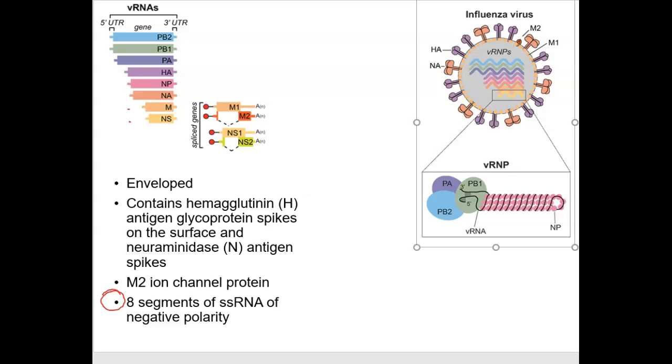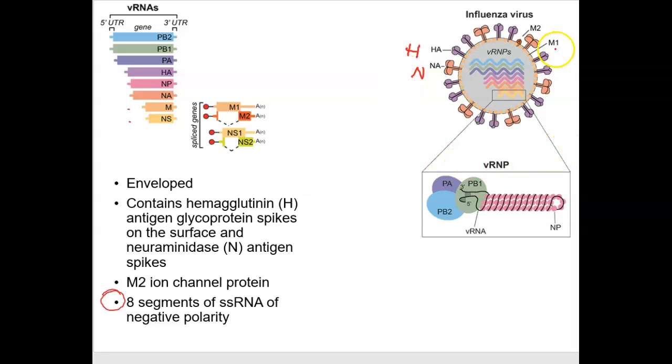So the particle, you'll notice, has an envelope. It's very important here. And you'll notice that it's drawn as a circle, so this would be how it's found in tissue culture. In the envelope, you have the spike proteins, hemagglutinin, also abbreviated with just an H, and neuraminidase, which is also sometimes just abbreviated with an N. So these are our spike proteins. Remember, hemagglutinin is essential for entry, neuraminidase is essential for exit.